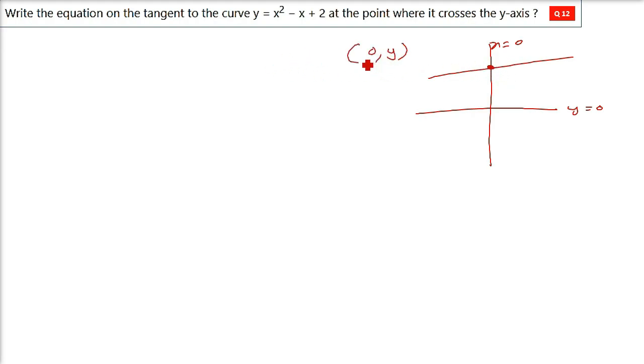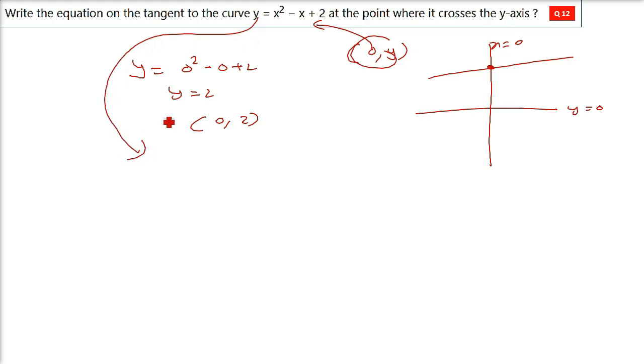Now this y will be what? Because x is already given. X is 0. So when you put x as 0, you'll get y. So 0 square minus 0 plus 2. This gives you y as 2. So the point of intersection of this curve with the y-axis is (0, 2). So now we have the point. For the equation of the tangent, we need a point and the slope. So dy by dx is what? Just differentiate it, 2x minus 1, and you already have the value of x and y. X is 0, y is 2. Put it here, 2 into 0 minus 1. So that is negative 1. dy by dx is negative 1.